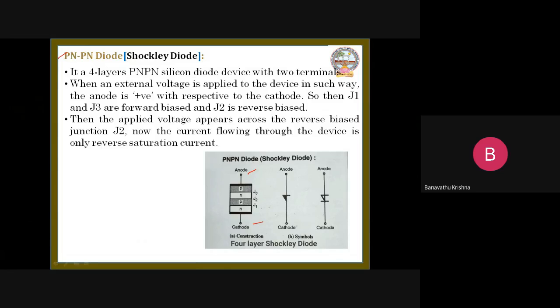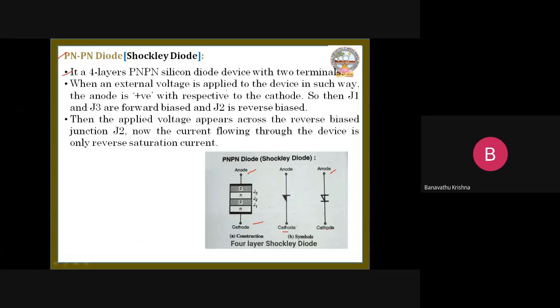This is the anode. And this is the logic symbol of the PNPN diode. This is one type of logic symbol, with anode and cathode. This is also a PNPN diode. This is the anode here, and this is the cathode. Both symbols are the same here. Okay. So coming to this, the first point is it is a four-layer PNPN silicon diode with two terminals.